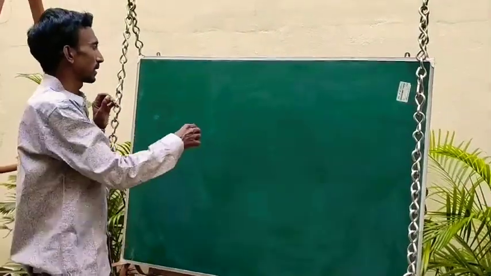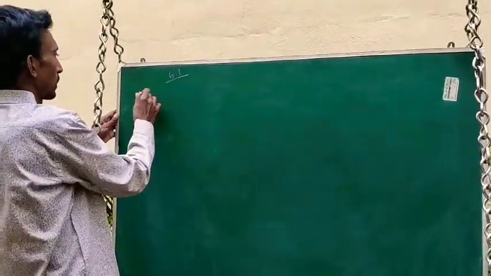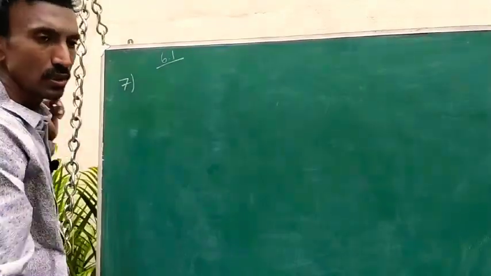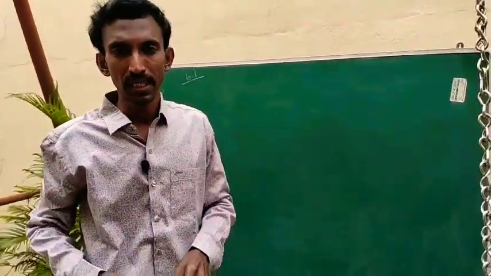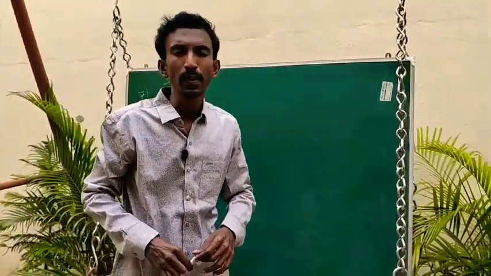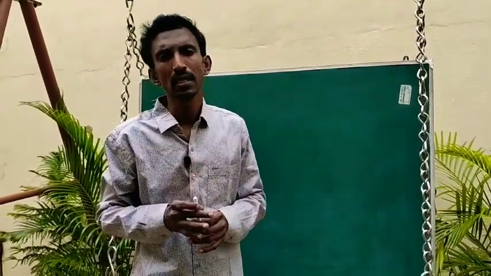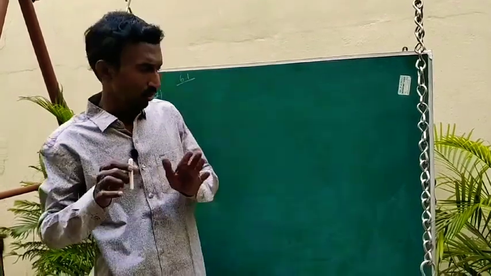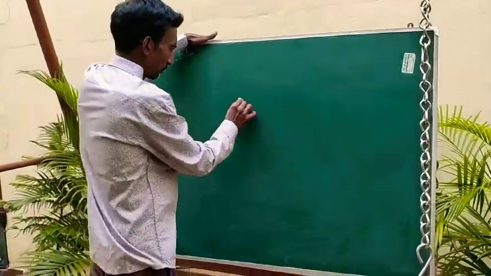Now the same exercise 6.1, question number 7. The question is, prove by vector method that the area of the parallelograms with the same base and between the same parallels are equal in area. So let me draw the diagram.